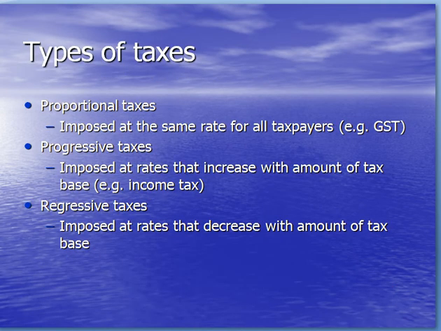There are three types of taxes: proportional, which is imposed at the same rate on all taxpayers. This is exemplified with the GST, the Goods and Services Tax. Progressive taxes are imposed at rates that increase with the amount of tax base, in other words, your income tax. And as you get to a certain threshold, the rate will actually go up. And there are regressive taxes as well that are imposed usually on commodities, and they will decrease from a tax base.